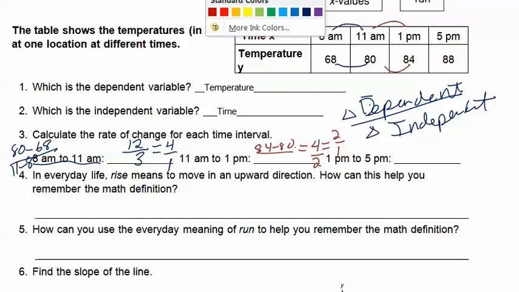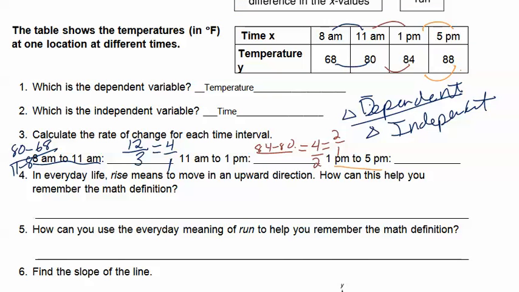And then finally we have to take the rate of change from 1 p.m. to 5 p.m. So 88 minus 84 is 4 again. From 1 p.m. to 5 p.m. is also 4. So that's a rate of change of 1 over 1, or probably just 1.